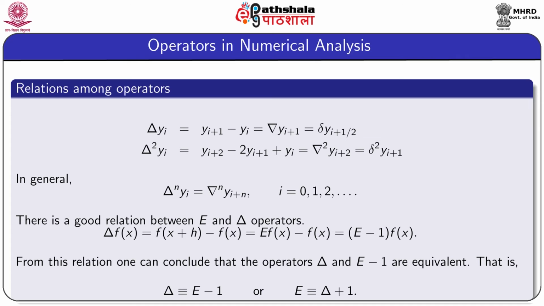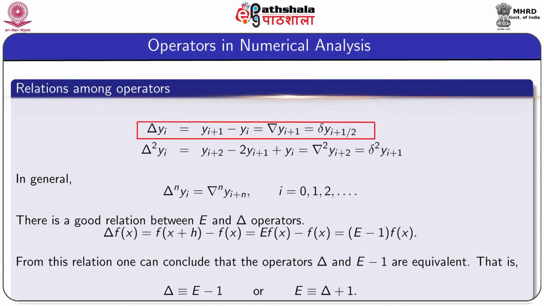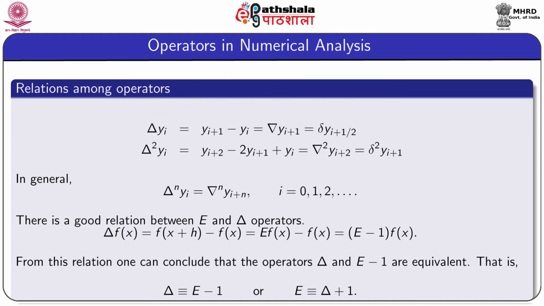So, we have defined 6 different operators, but there are many interesting relations among these operators. We shall present here some important relationships among the forward difference operator, backward difference operator and other operators. First, we consider the forward difference operator: Delta y_i equals y_(i+1) minus y_i, which equals nabla y_(i+1), which equals small delta y_(i+1/2), by definition of the central difference operator.